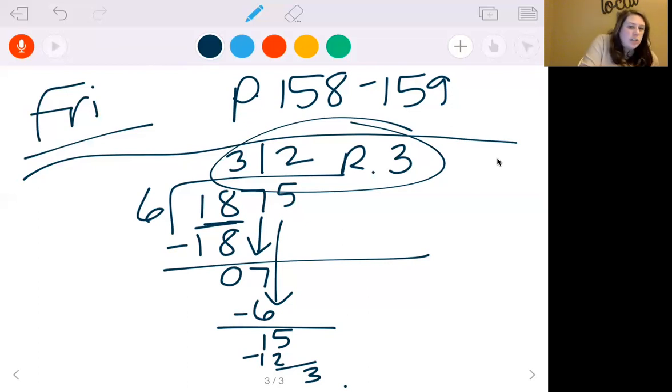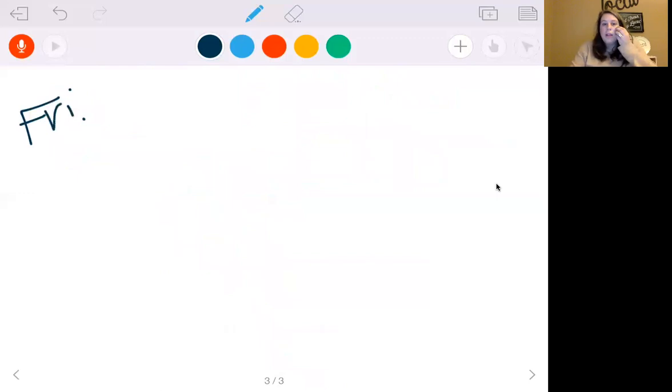So you're going to do today 1 through 6 and 9 through 14. So let's do some more practice. Let's do 6560 divided by 8. Now 8 can't go into 6, so let's look at 65. 8 can go into 65 8 times.